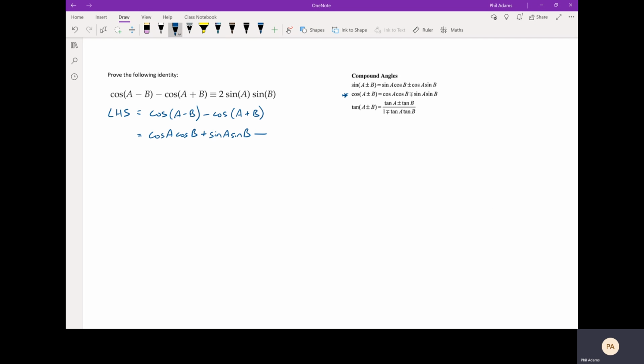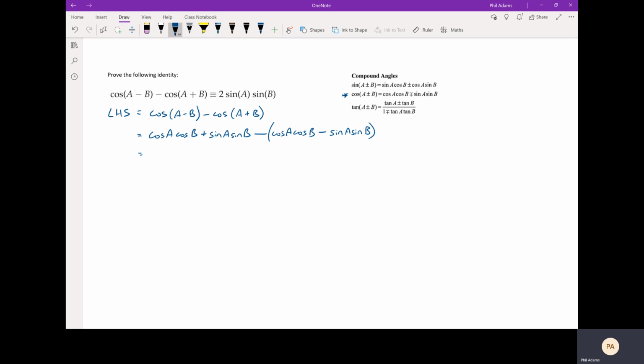And then we're taking away cosine A plus B. So that is cosine A, cosine B. So I'm just taking away this whole thing. And remember the signs are different, so this will be a minus in the middle here, sine A, sine B.